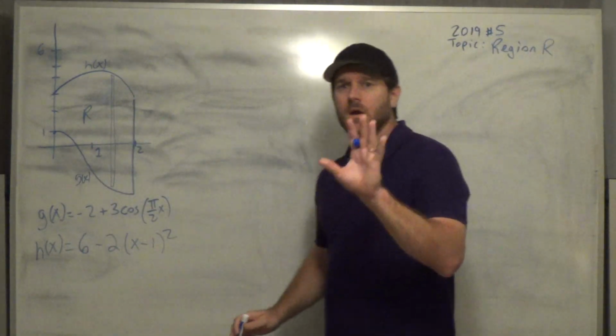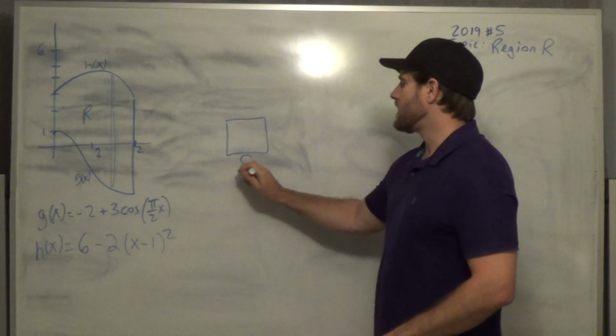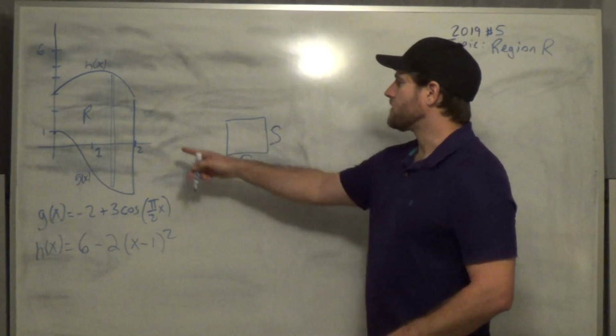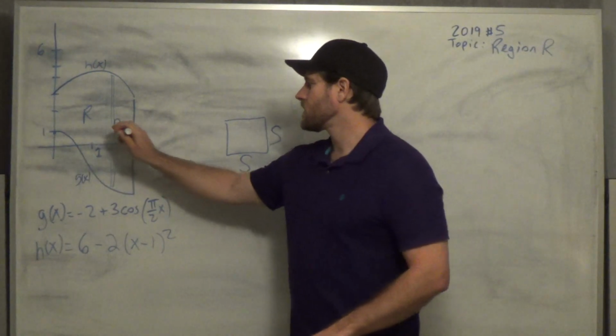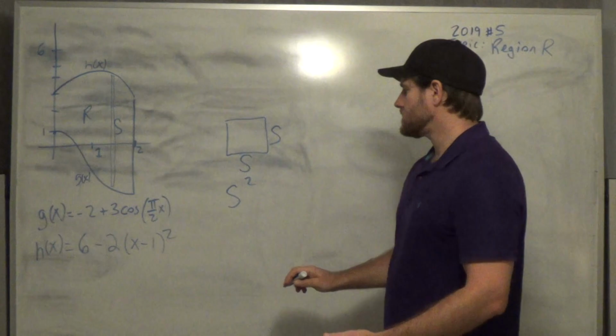That's not happening here, but in case it shows up later on, if the cross-sections were squares, you would say, if this is S, then this is S, and the area of the square is S squared.